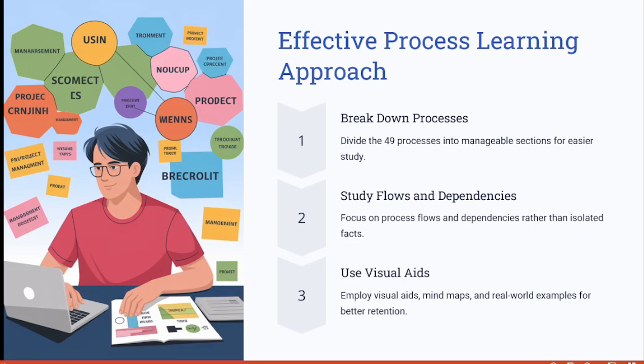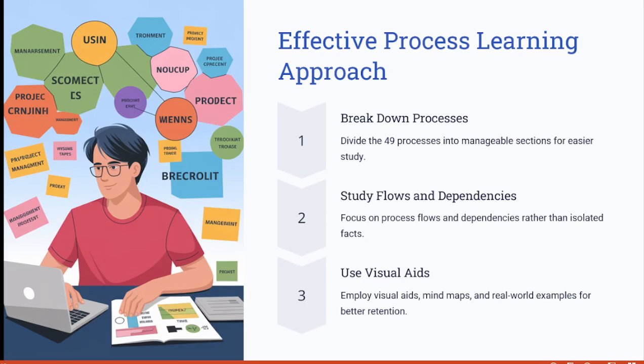How to approach process learning effectively? Instead of trying to memorize all of these 49 processes at once, an effective strategy is to break them down into smaller, manageable sections and align them with the knowledge areas or with the process groups, which we are going to do later in this course. Studying each process group separately and analyzing how processes flow between them helps in understanding the dependencies.